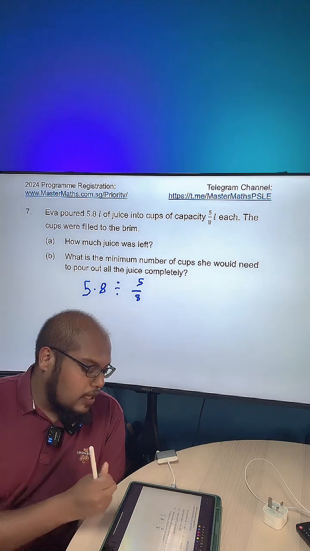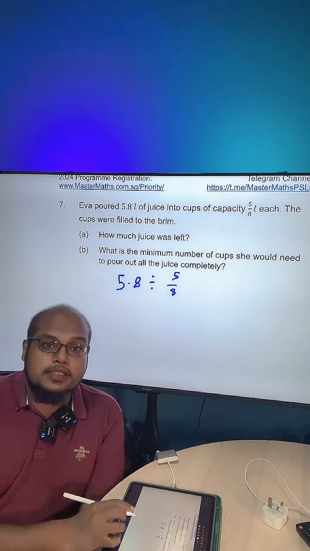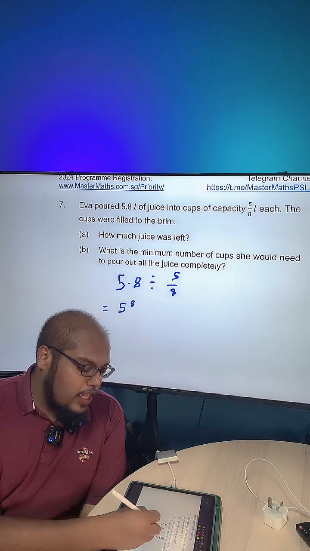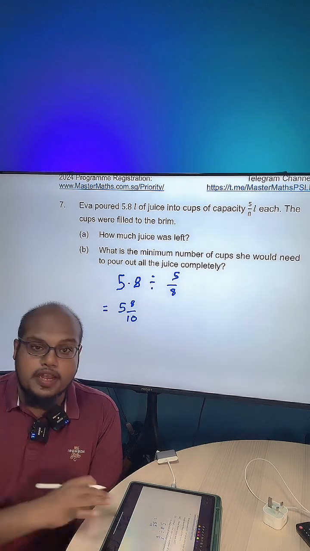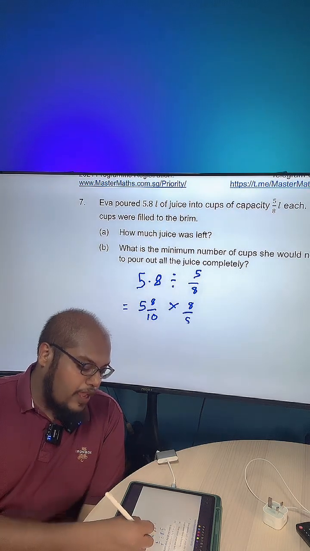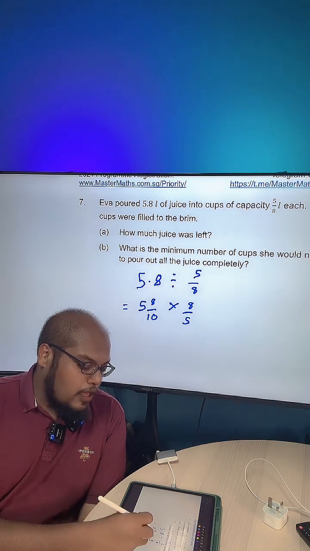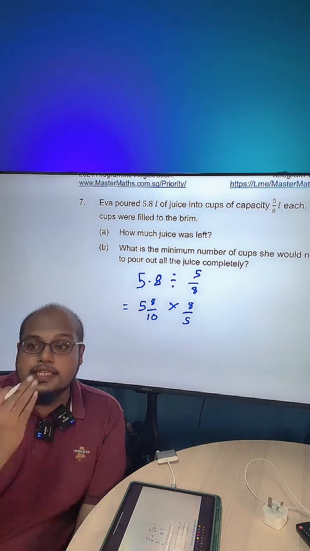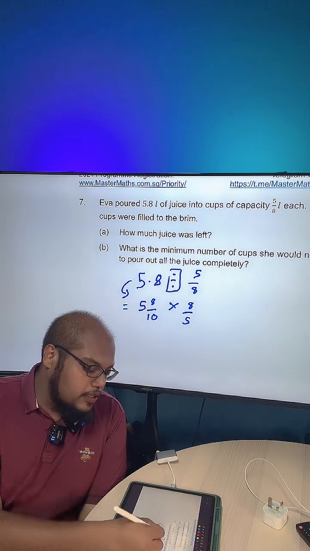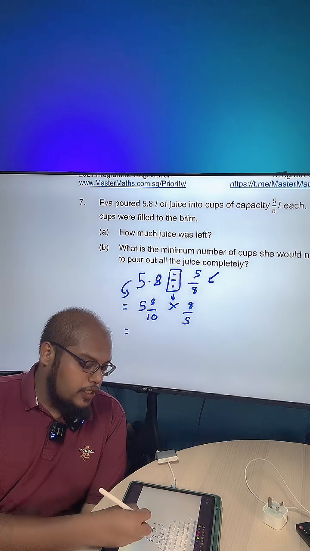Now, how do we do this? We can convert this 5.8 to a mixed number or to an improper fraction also. So this is 5 and 8 over 10, because 0.8 is 8 over 10, times 8 over 5. Now, remember just now we mentioned divide is keep, change, flip. This is my keep. I change this to times, then I flip this.